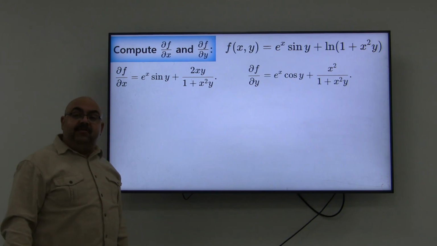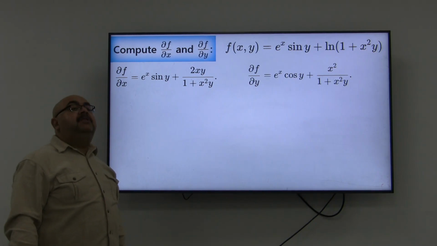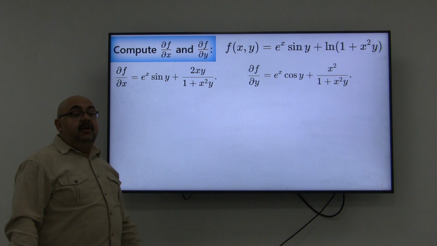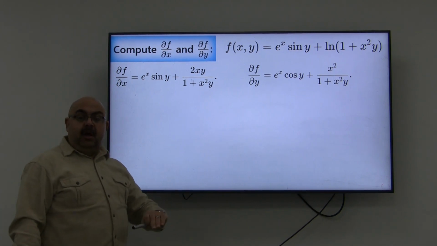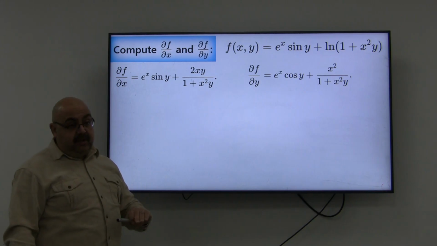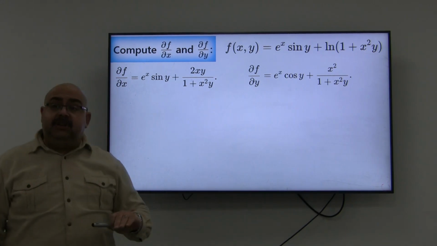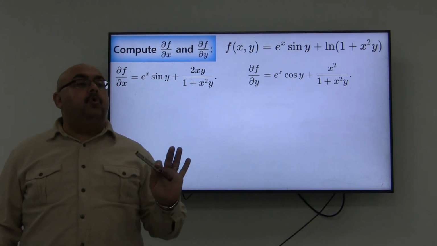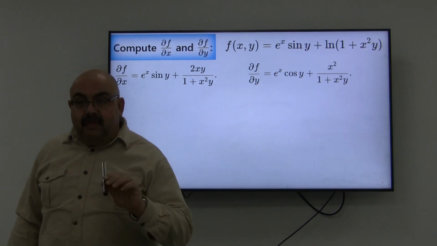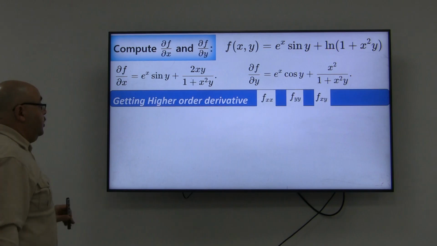Can we find the second derivative? Yes. How many second derivatives can you find? Differentiating 2 times with respect to x, 2 times with respect to y, and the second derivative also differentiating first with respect to x, then with respect to y, which is called the mixed derivative. So once more, here we go.